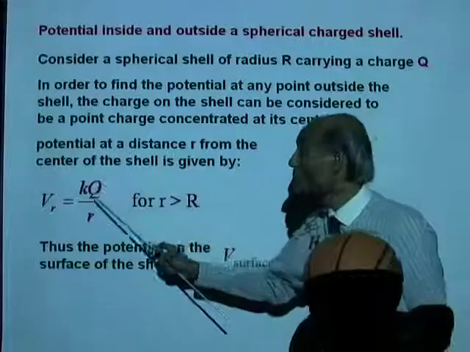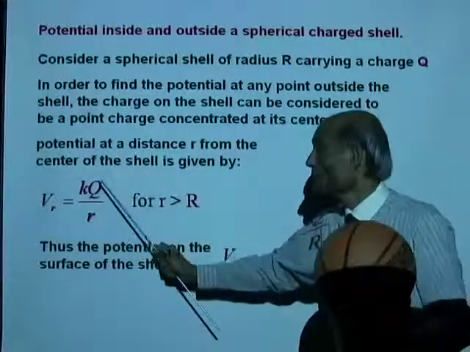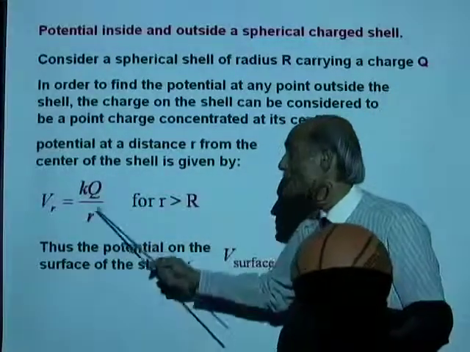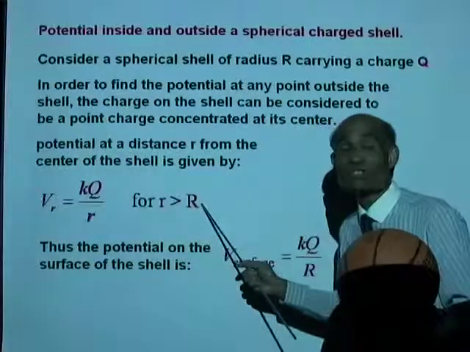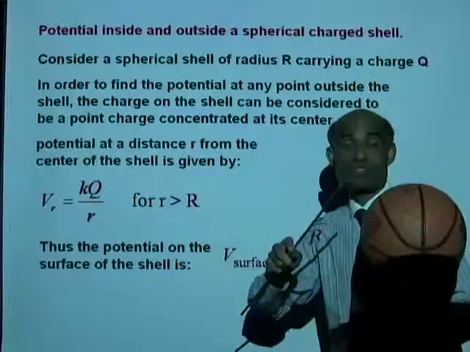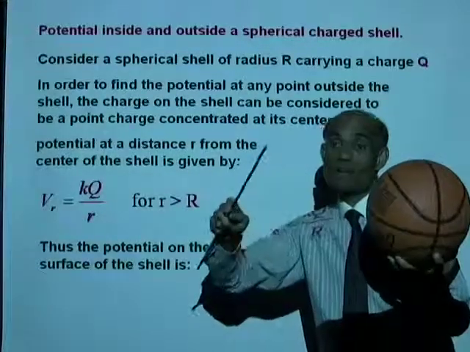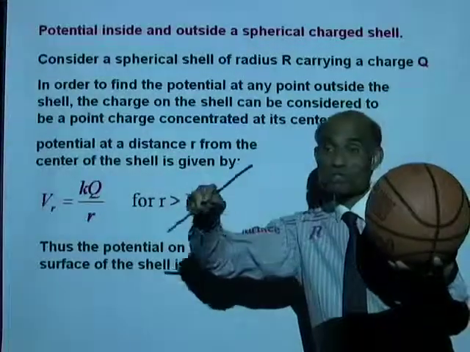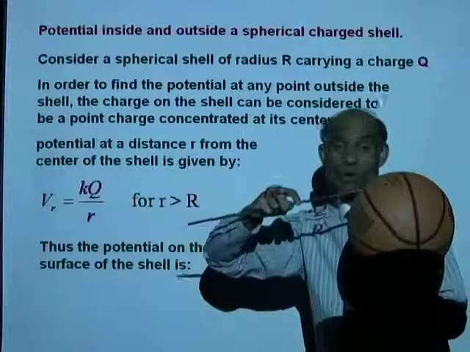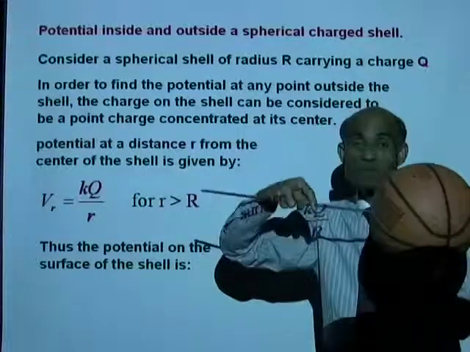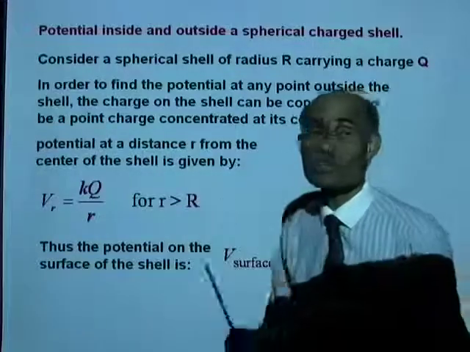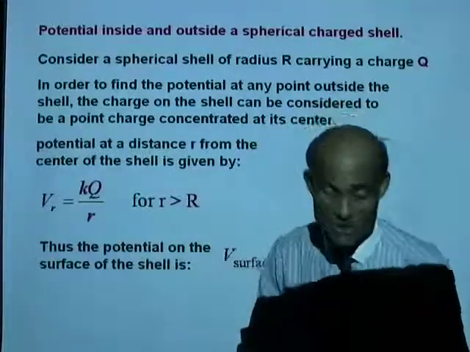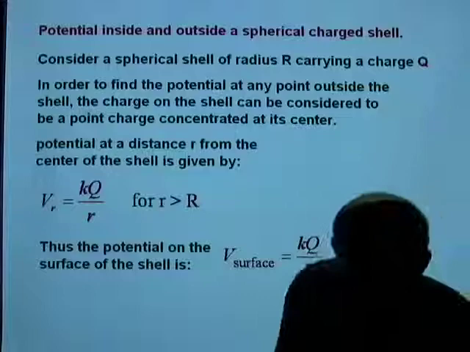And at any point outside the shell, the potential will be kq over small r, where that small r is greater than the radius. So if you go away from the shell, the potential decreases, right? The potential has a maximum value at a point on the surface. As you go away from it, the potential decreases.